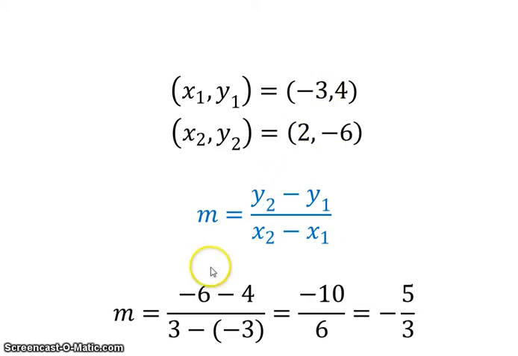So I'm going to plug in my numbers. We have to remember that the minus signs in this formula are built in, and if our numbers are negative, we need to account for that by putting them in parentheses, making sure we don't lose a minus sign anywhere. Simplify, it looks like we end up with -10 over 6, which simplifies to -5/3. So that's the slope of our line.